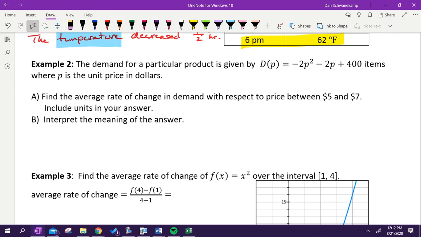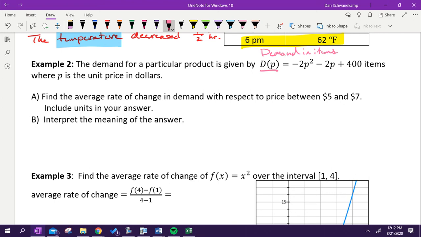The demand for a particular product is given by D of P equals that equation items where P is the price in dollars. So this right here is given by the demand. This is the demand equation. It's equal to negative 2P squared minus 2P plus 400 items, where P is the unit price in dollars. So P is the price, and that's going to be the demand in items. That's what the whole equation is.